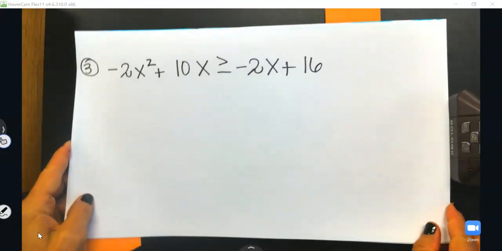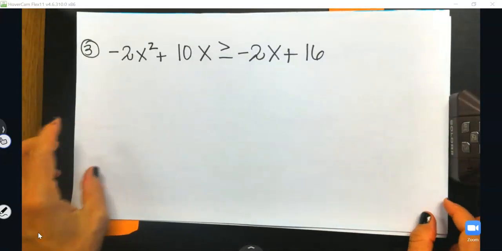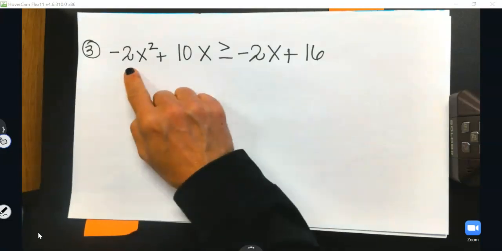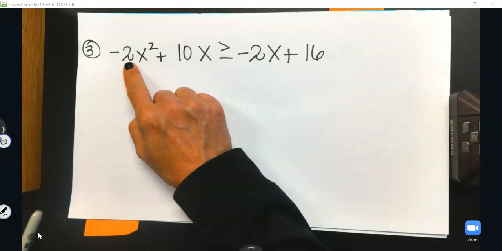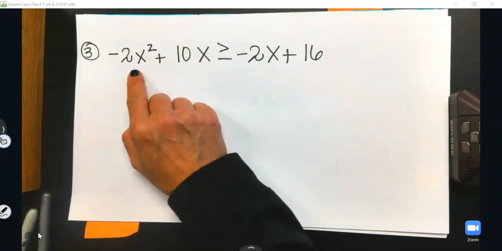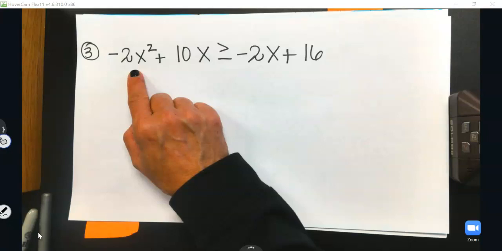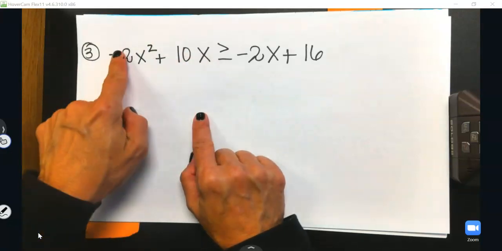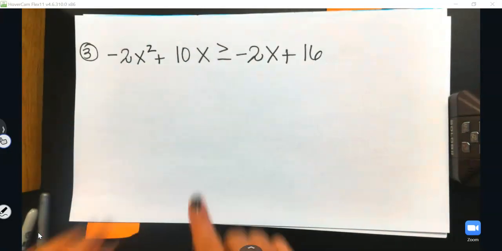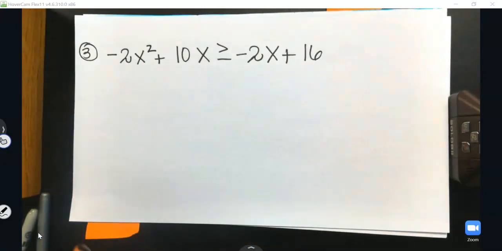So for example 3, let's go ahead and take a look at what's going on here. It's an inequality, and I hate negative leading coefficients with inequalities because I always forgot to flip the inequality sign. So I trained myself to never have a negative leading coefficient. All of this stuff is moving over here to this side. The only thing that's going to be over here is 0.